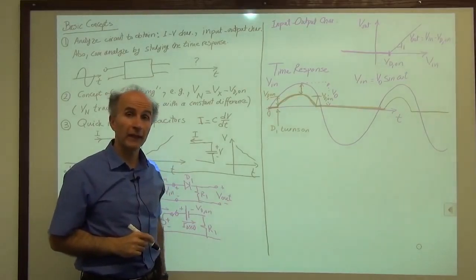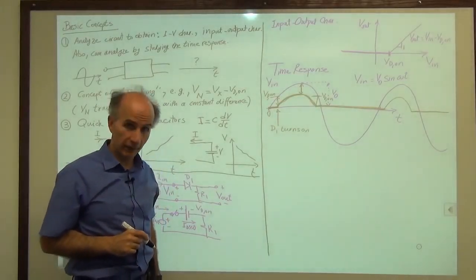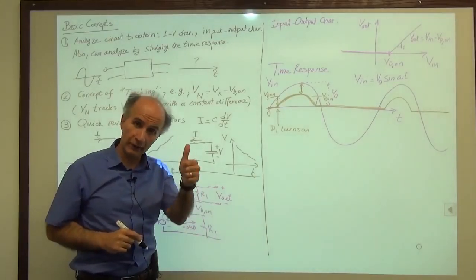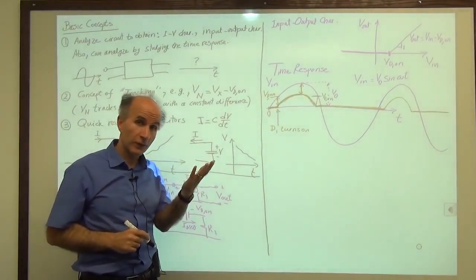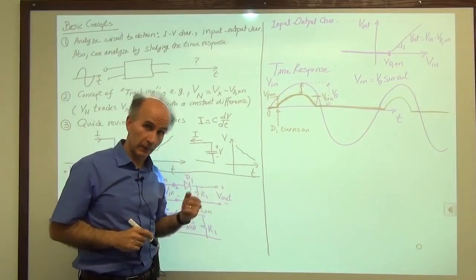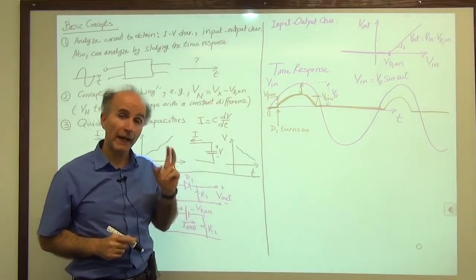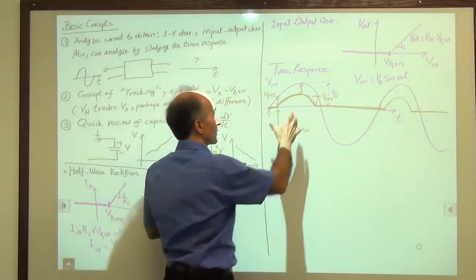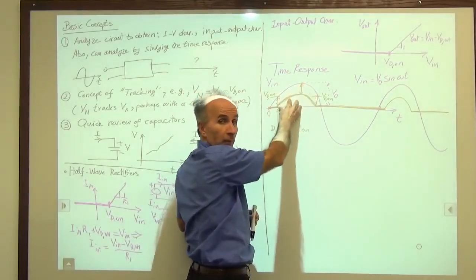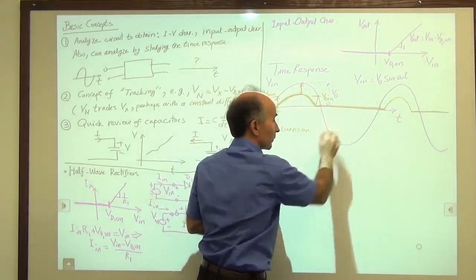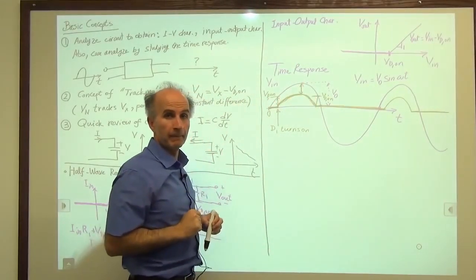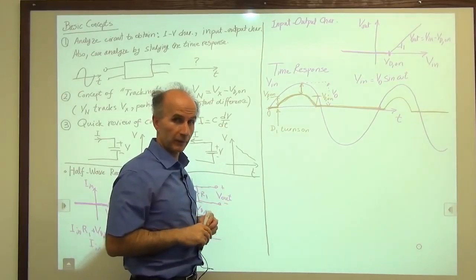So this is called a half-wave rectifier. It is called a rectifier because it distinguishes between positive and negative inputs, and it's called half-wave because it allows half of the waveform to go to the output and blocks the other half of the waveform. All right, that's called a half-wave rectifier.